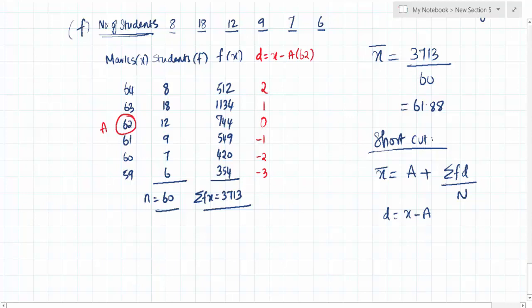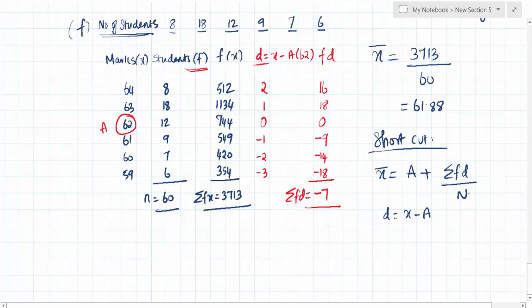And to complete this formula, you need fd, right? So you have to multiply the frequency, that is f, with d. 8 into 2 is 16, 18 into 1 is 18, 12 into 0 is 0, 9 into minus 1 is minus 9, 7 into minus 2 is minus 14, 6 into minus 3 is minus 18. Now you have to sum this. If you sum this, you would get minus 7, and that is nothing but summation of fd. So summation of fd is equal to minus 7.